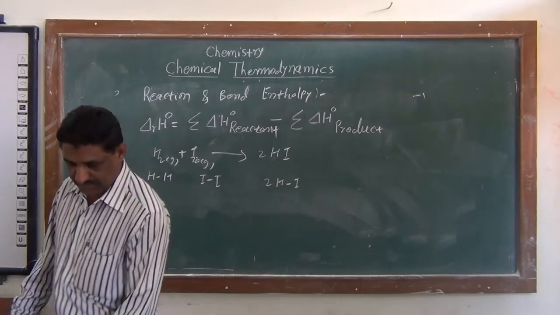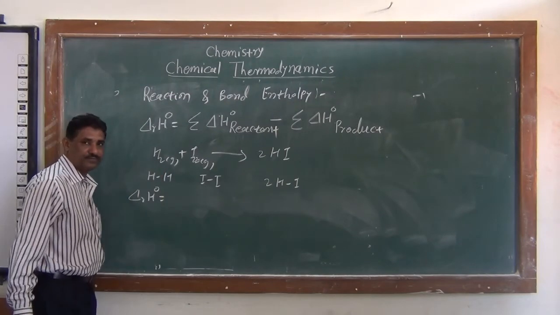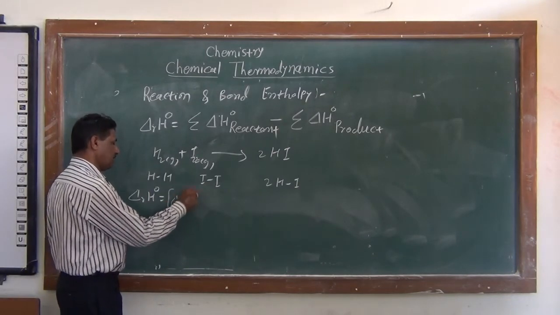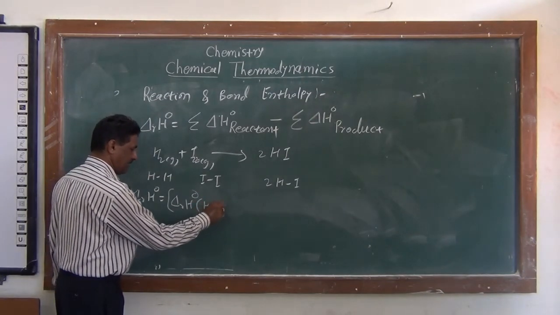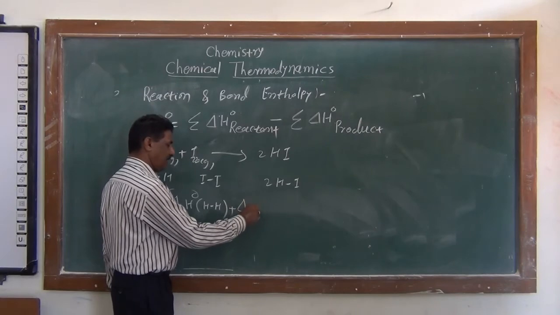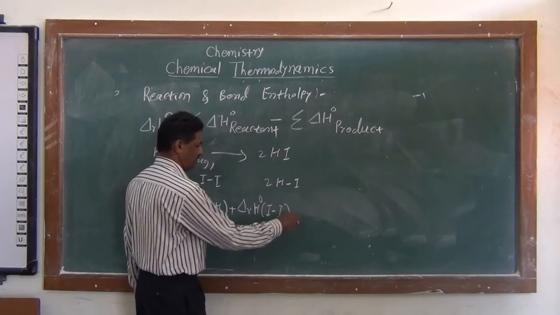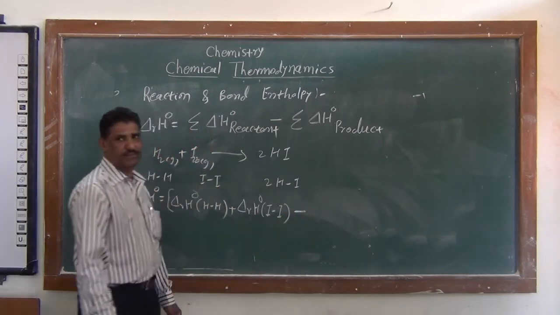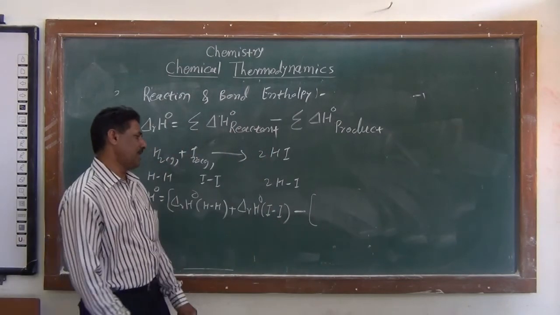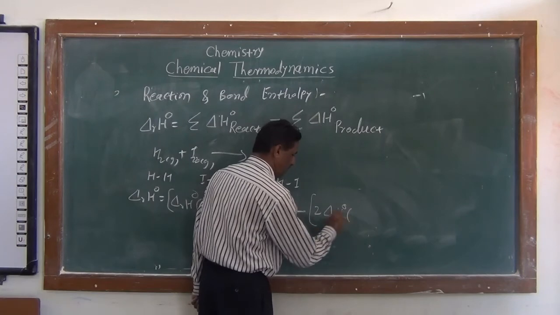Here delta rH0 is equal to delta rH0 of H minus H plus delta rH0 of I minus I minus, here the 2 moles of HI, 2 into standard enthalpy of reaction of HI.